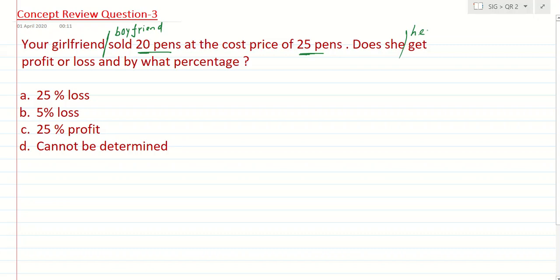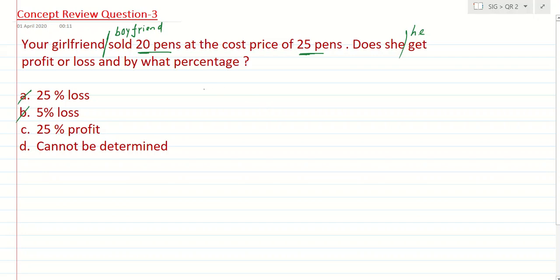For sure it is a profit, correct? So options A and B we can eliminate, because I'm selling 20 pens at the cost price of 25 pence, correct? So of course it's a profit. Now how do I solve it? But remember, we also have option D. This is very important to understand how to solve it.